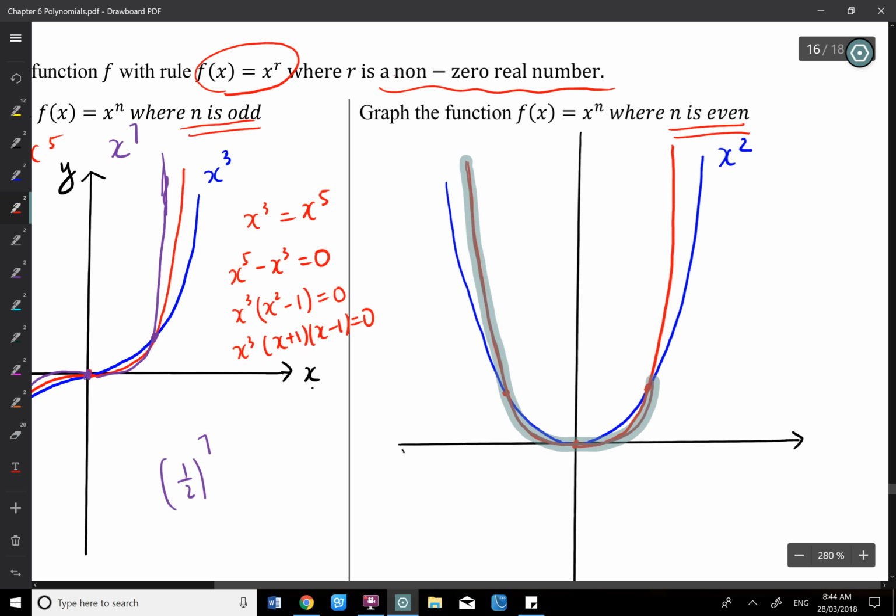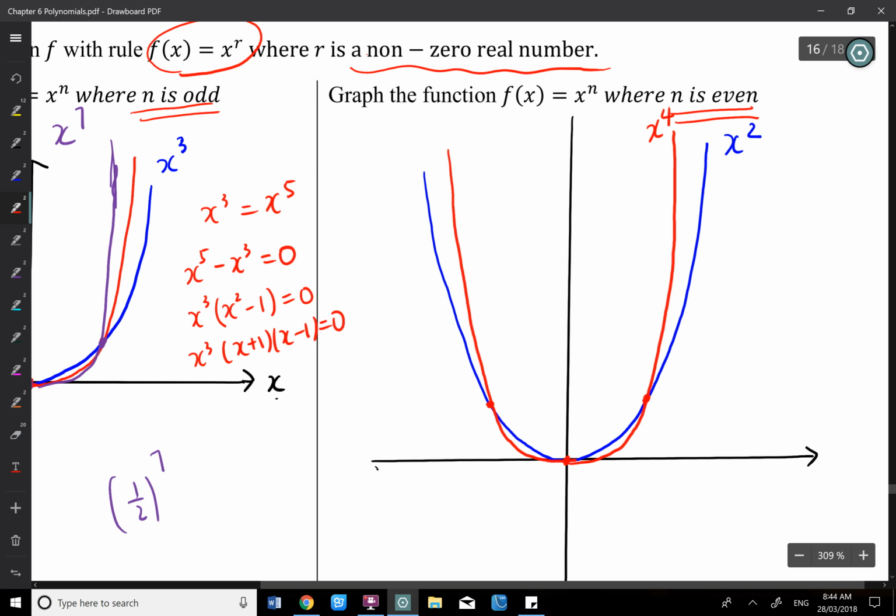That's what we talked about yesterday. Okay, that's x to the power of 4. It should be above after 1. Again, same reason, it should be above x to the power of 2 after 1. That's 1, 1, and that's negative 1, 1.